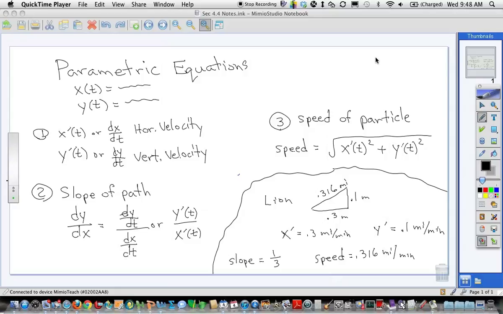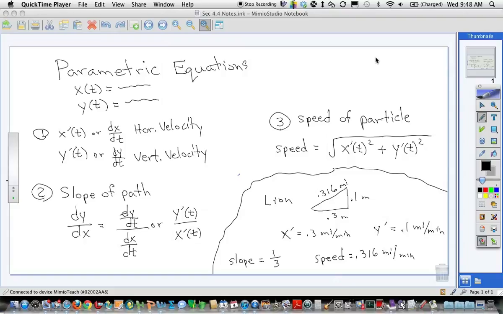First of all, a parametric equation is x of t equals an equation, and y of t equals an equation. It's two equations, one for the x coordinate, one for the y coordinate, on a graph. Now the graph, we typically talk about the graph of a parametric equation as a path, okay? Especially in the problems that involve motion.